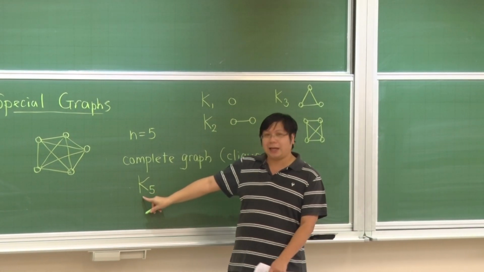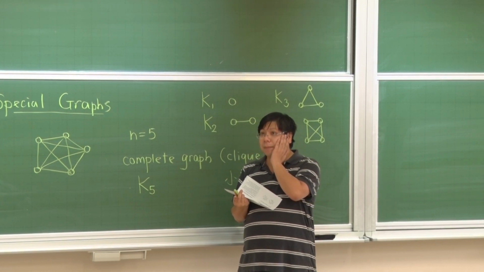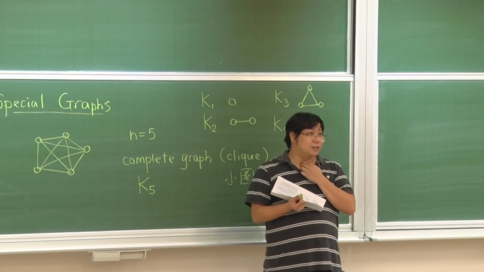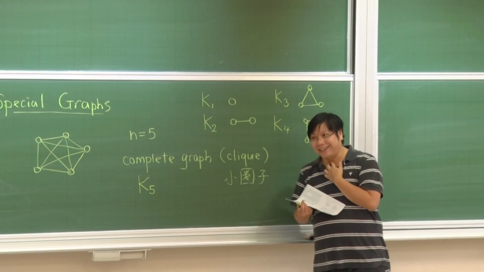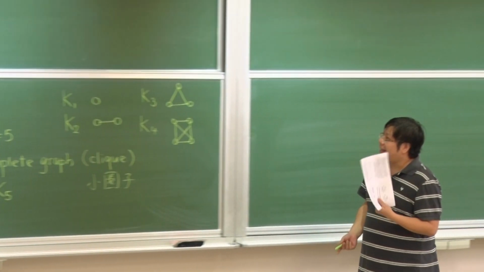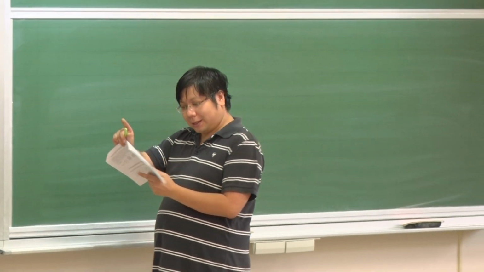And why do we use the K to represent it? Because it is pronounced as complete graph. So K sounds like it, right? Okay, and then we have also different kinds of graphs.